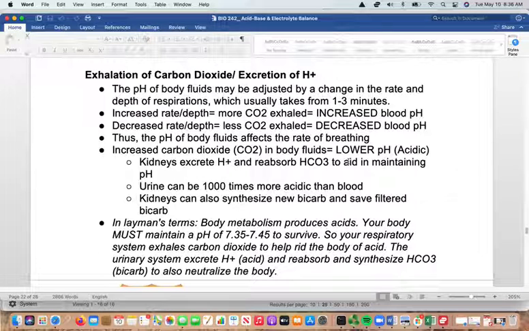Increased carbon dioxide in the body fluids lowers the pH. So kidneys will secrete the hydrogen ion and reabsorb bicarbonate to aid in maintaining the pH. Urine can be 1,000 times more acidic than blood. While that sounds huge, remember with pH changes, each whole number change is a 10-fold difference. So if you go from 7 to 6, that's a 10-fold difference. 7 to 5 is 100-fold. 7 to 4 is 1,000. So kidneys can also synthesize new bicarbonate and save filtered bicarbonate.